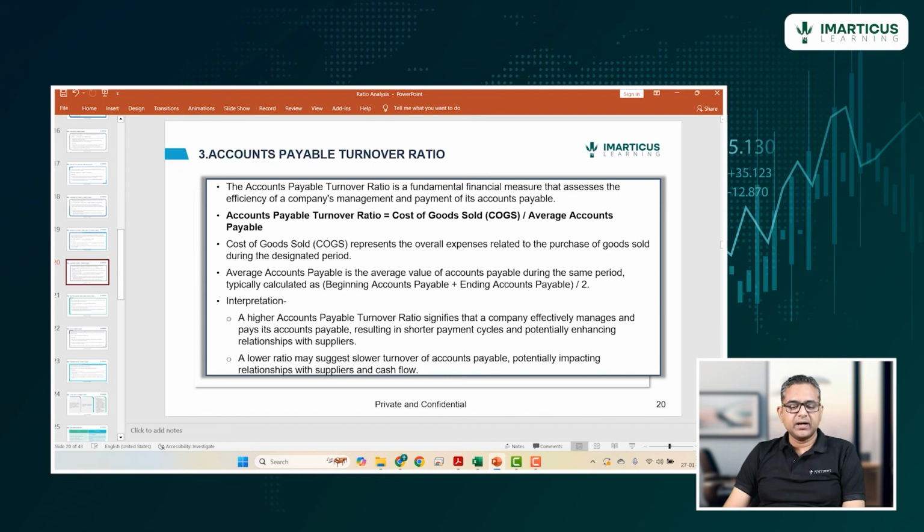Interpretation: a higher accounts payable turnover ratio signifies that a company effectively manages and pays its accounts payable, resulting in shorter payment cycles and potentially enhancing relationships with suppliers. A lower ratio may suggest slower turnover of accounts payable, potentially impacting relationships with suppliers and cash flow.